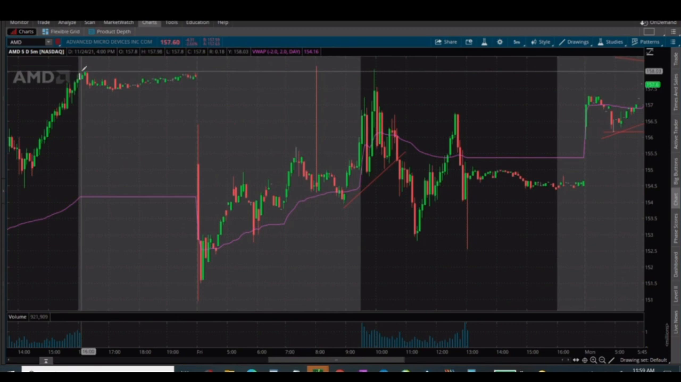So right here, very sloppy day. We do have the afternoon highs right here. It's banging off this high. The market can't go anywhere. Very sloppy. To me, I wouldn't be trading this at all. But we do have a break right here.